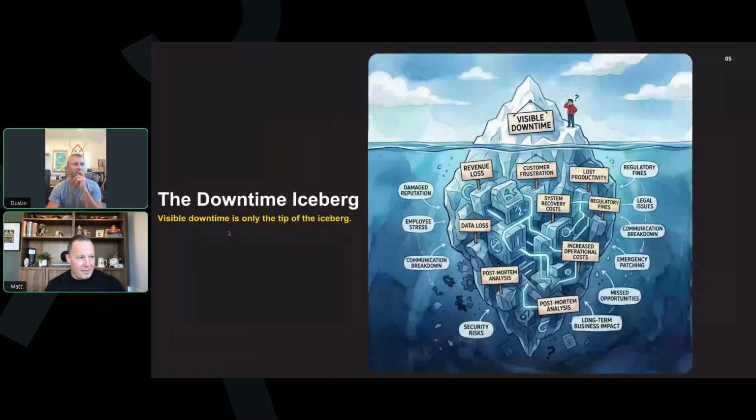So, I think the tip of the iceberg analogy gets overplayed a lot, but realistically, this is what we're talking about here. The tip of the iceberg is the immediate downtime costs that we've been talking about that kind of got highlighted in that poll question. But there are all of these other knock-on effects.